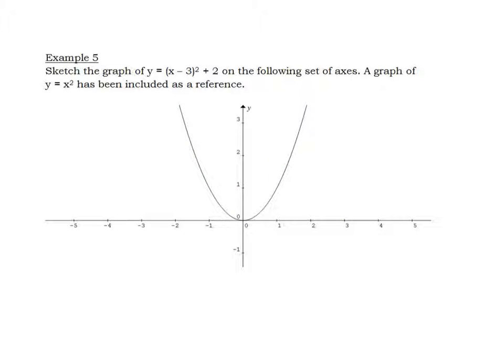Last example. Sketch the graph of y equals x minus 3 squared plus 2 on the following set of axes. A graph of y equals x squared is being included as a reference. So here's our basic graph. I want you to press pause and see if you can sketch this. So think, is there a dilation? Is there a horizontal translation? Is there a vertical translation? Then you can work out where the turning point is and draw it in. So press pause and have a go.